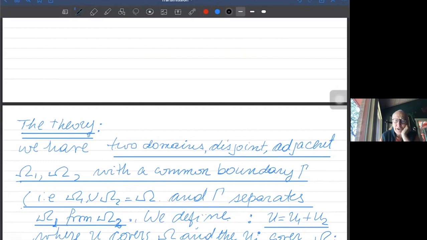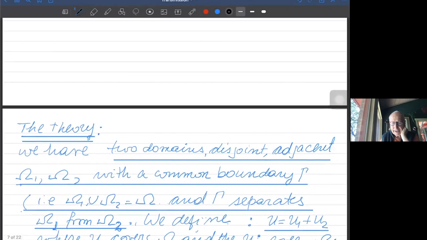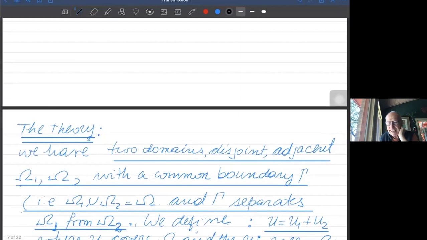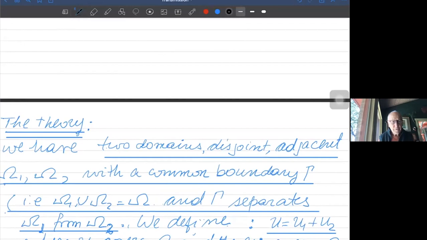Basically the theory, we have two domains, these joints. Let me see, because I'm getting blocked a little bit by you guys. Let me see if I can, the corner is blocked a little bit, but it's okay, let's see if we can do that. Maybe we can move it a little bit to the left. Okay, here I am really borderline on both sides.